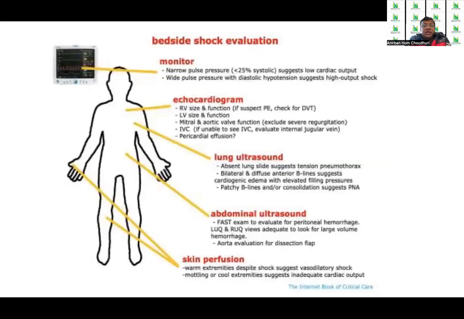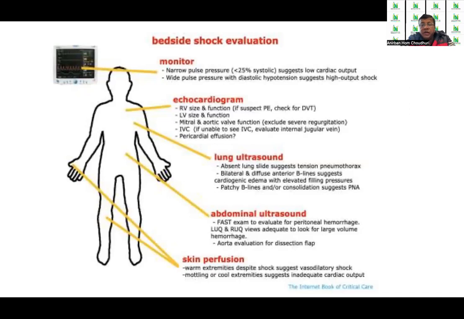So in the bedside evaluation, if you look at the monitor, a narrow pulse pressure, less than 25% of systolic, suggests low cardiac output. Wide pulse pressure with diastolic hypotension suggests high cardiac output. In the echo, you see the right ventricular size and function, because if you suspect pulmonary embolism, check for DVT.